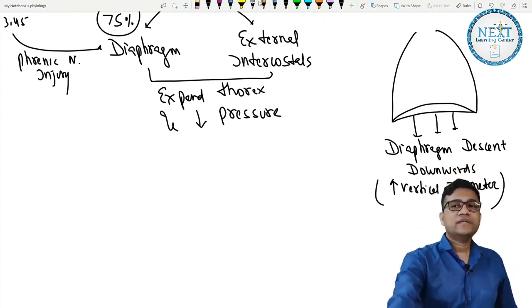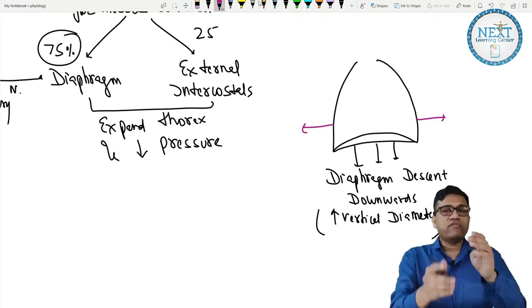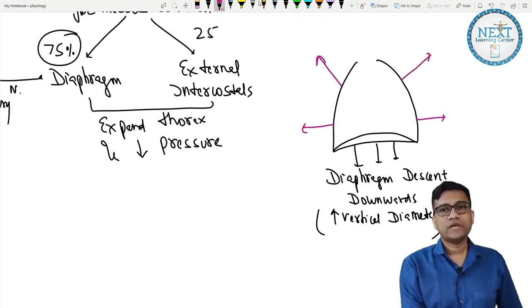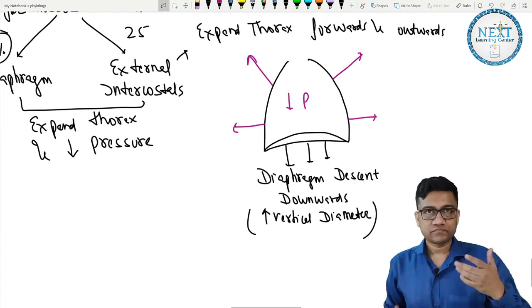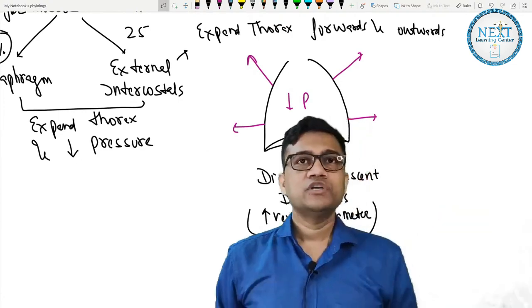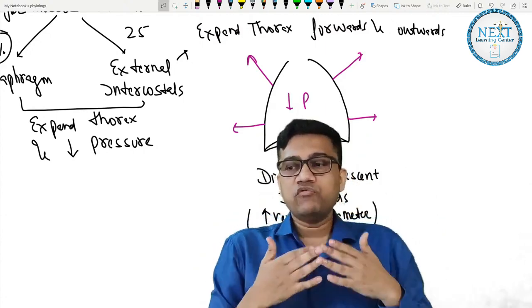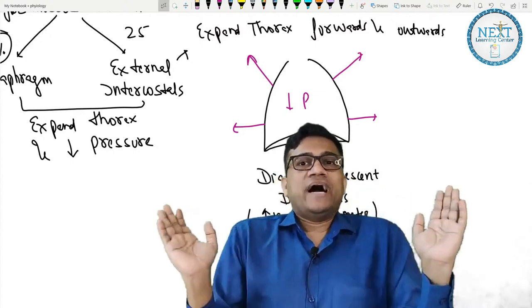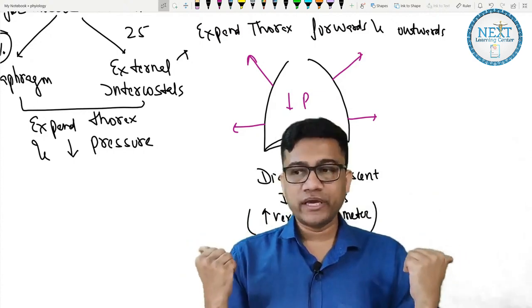Then the intercostal muscles do their magic and expand the thorax outwards and forwards. I cannot show this arrow, but you've got the idea, and the decrease in pressure occurs. So what the external intercostals do is expand the thorax forwards and outwards. Let me explain. Look at my thorax. When I inspire, my chest moves forward, and it also goes outward like this. So it is moving in both the forward and outward directions.